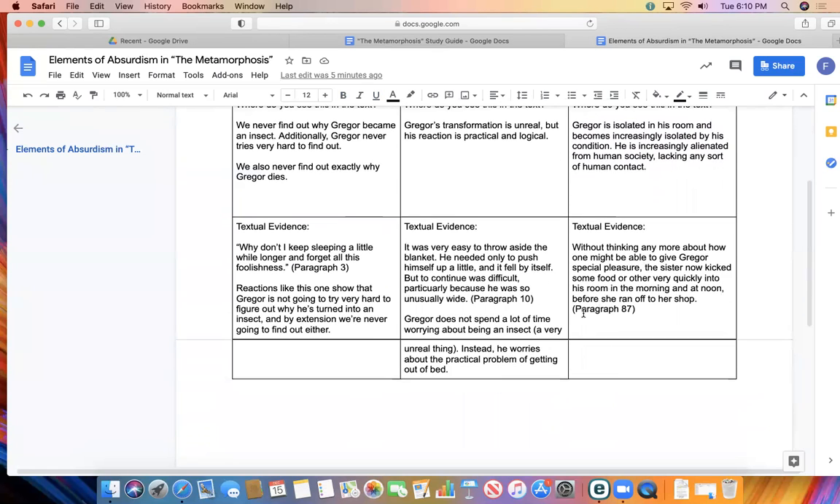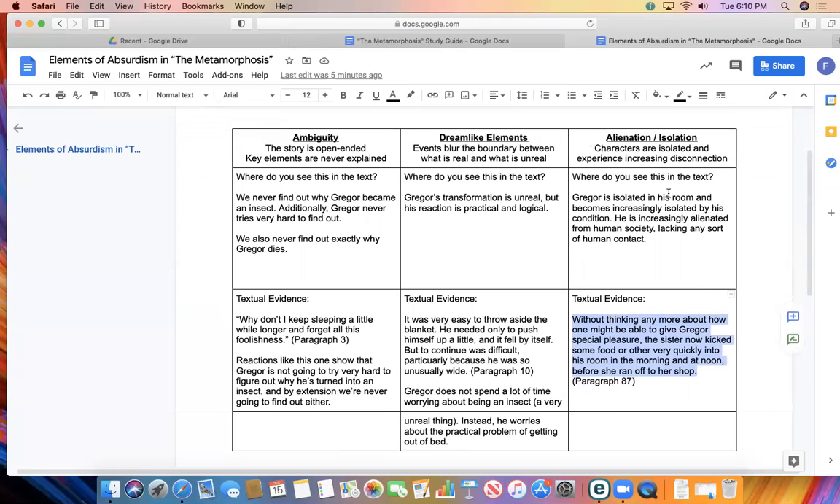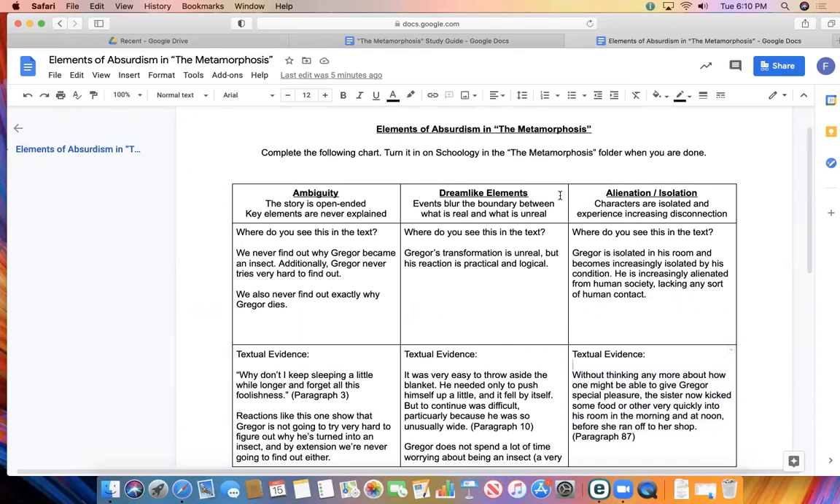That is actually where I found my textual evidence. This is paragraph 87. This is the point of the story where Gregor is so neglected that food is just thrown in his room by his sister a couple times a day. She doesn't even check to see if Gregor ate it at all. So he's really getting no human contact at all and no care. And that really makes him feel isolated from his family and from the world.